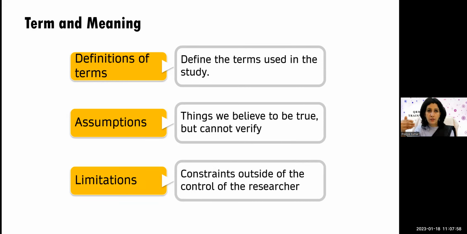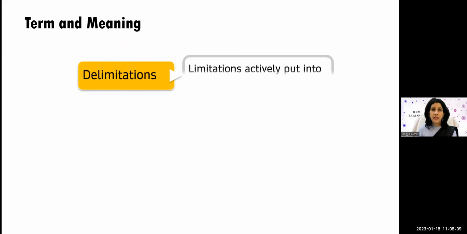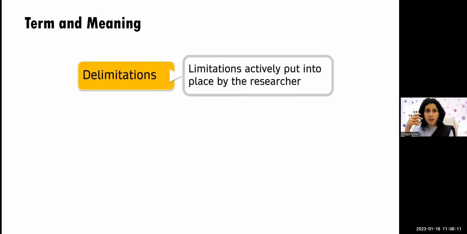So there will be some constraints outside the control of the researcher. If that is so, you have to write that. And in the delimitation, many times the author gives the limitation. That is actively put by the author.